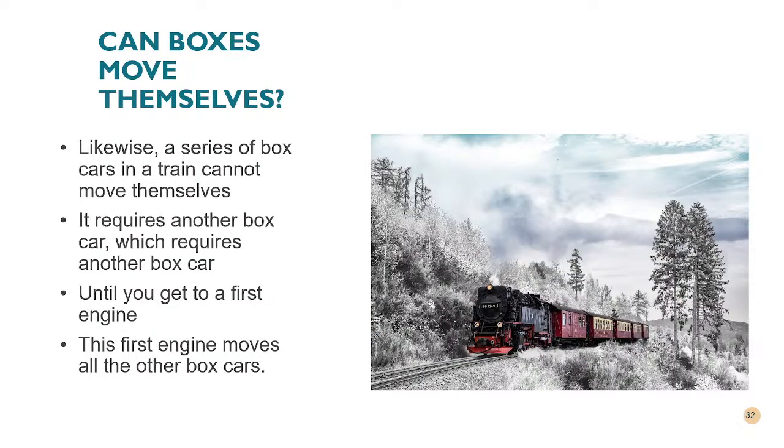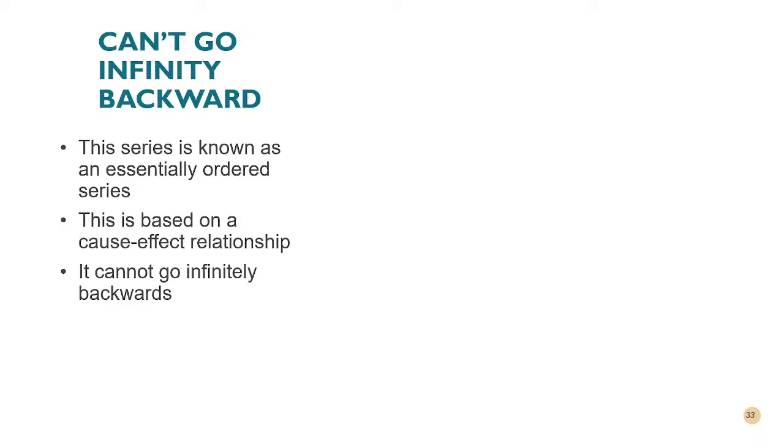Likewise, if you see a series of boxcars, the boxcar is the part apart from the engine that holds either people, or cargo if it's an industrial train. But if you see just a boxcar and it's moving, you know that there's another boxcar, and eventually there has to be a first engine moving all the other boxcars. If there was an infinite amount of boxcars, then no boxcar would actually be moving. This means that we can't go infinitely backward.